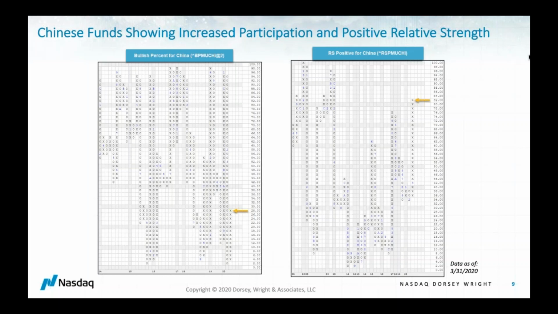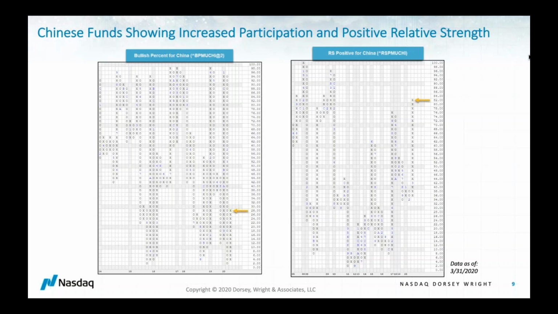We stack each China fund up against the broader U.S. market to see what percentage of those funds are demonstrating a buy signal on a relative strength basis against the broader U.S. space. A pretty interesting image here: we see 82% of Chinese funds are demonstrating that relative strength buy signal against the broader U.S. market.